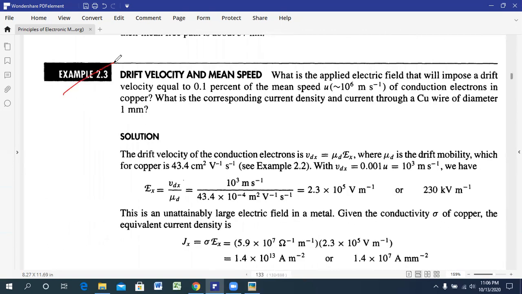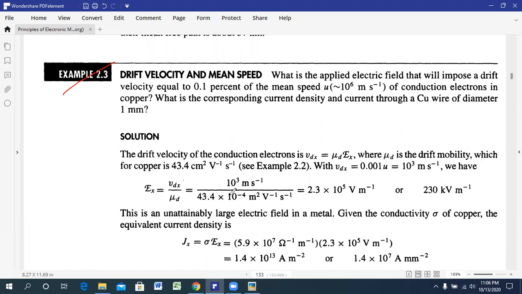Now the next one, example 2.3, the drift velocity and the mean speed. What is the applied electric field? That means you are asked to find the E of x that will impose a drift velocity equal to 0.1% of the mean speed, and the mean speed value is also given, 10 to the 6 meter per second, of the conduction electrons in copper. What is the corresponding current density and the current through a copper wire of diameter 1 millimeter? You know all the parameters and values, so try to solve this thing.